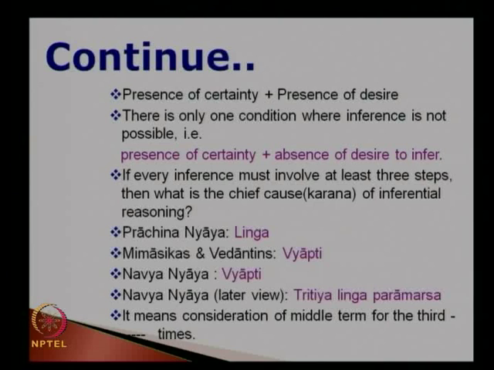Now, let us see what they mean by Tritiya Linga Paramarsa. They said that 3 propositions are not enough to have an inferential knowledge. We need at least 5 propositions to have an inferential knowledge. Now, let us see how they consider the 5 propositions as inferential knowledge and how they explain that this Tritiya Linga Paramarsa is an important aspect, or a proximate cause, to have an inferential knowledge.